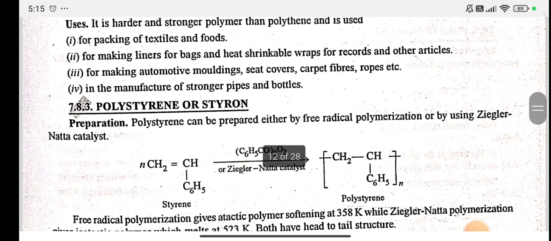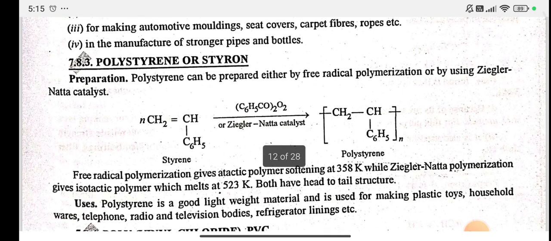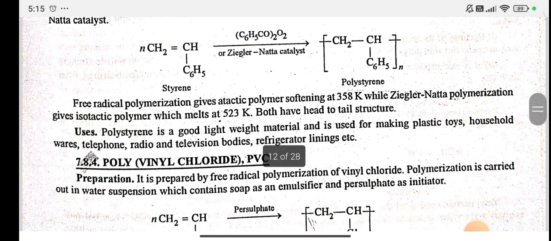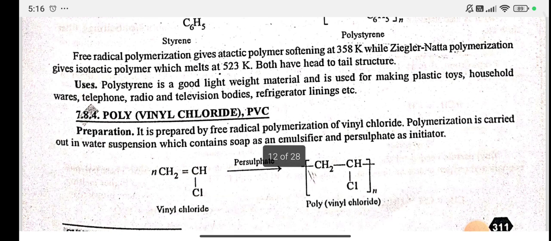Polystyrene or styrene. Polystyrene can be prepared either by free radical polymerization or by using a Ziegler-Natta catalyst. Free radical polymerization gives atactic polymer softening at 358 Kelvin, while Ziegler-Natta polymerization gives isotactic polymer which melts at 523 Kelvin. Both have head to tail structure. Uses: polystyrene is a good lightweight material and is used for making plastic toys and household ware, telephone, radio, television bodies, refrigerator lining.